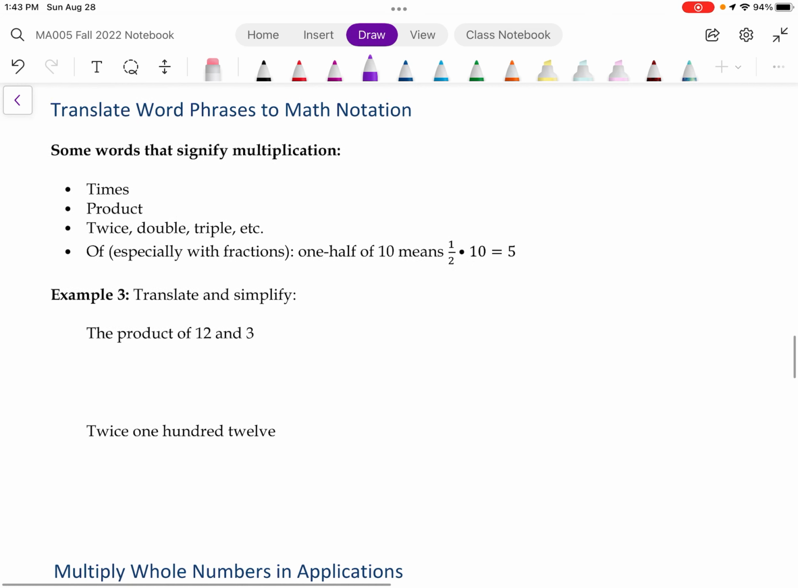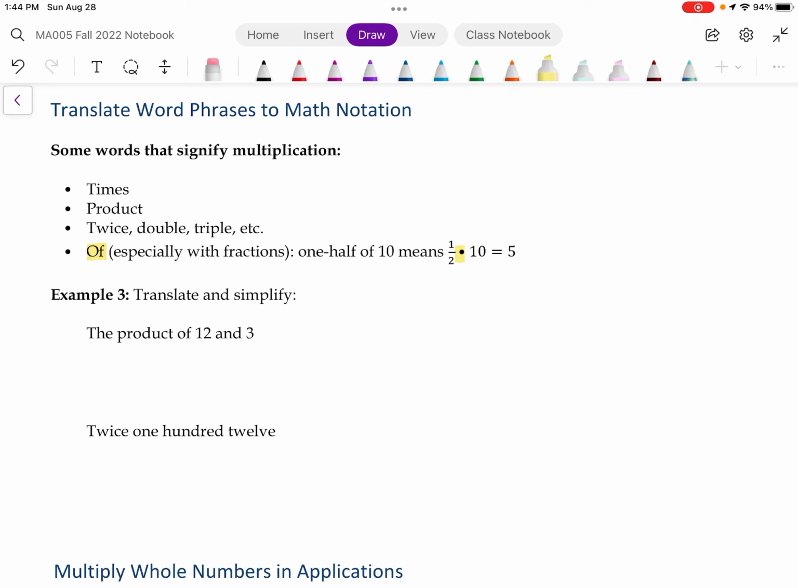All right, so again, we're going to translate word phrases to math notation. Words you're going to see are times, product, twice, double, triple. We don't very often say quadruple, but you might see it once in a while. After that, we just say times 5 or times 6. The word of, 1/2 of, means that we multiply it. This is really important. A lot of people don't realize this. It means, see, the of means times. 1/2 times 10. We're going to get to fractions later, but of means times.